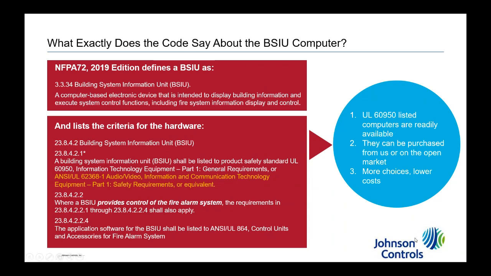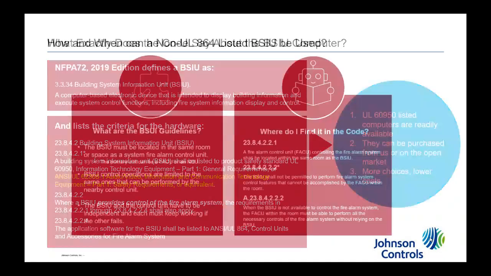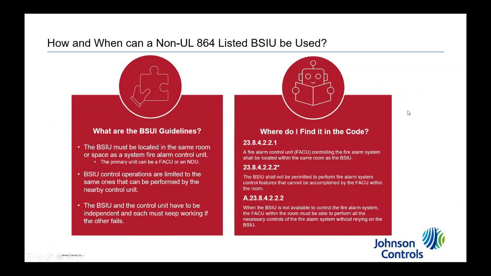So how and when can a non-UL 864 listed BSIU be used? This is where some more of the code section in NFPA 72 is included. The BSIU must be located in the same room or space as the system fire alarm control unit. The primary unit can be an FACU or an NDU. If it's a small network system communicating on an NDU, you can connect this to the NDU.